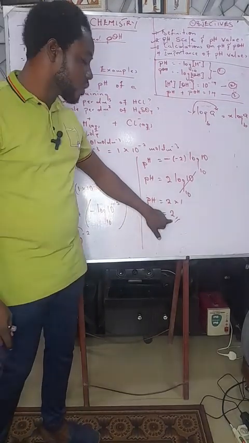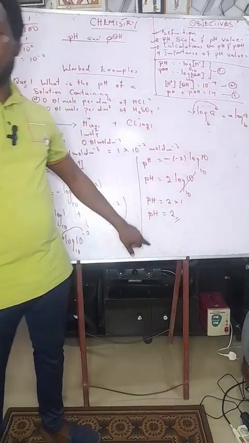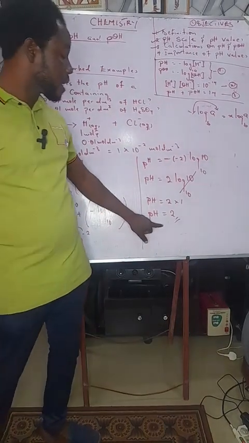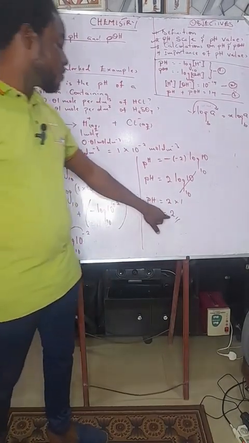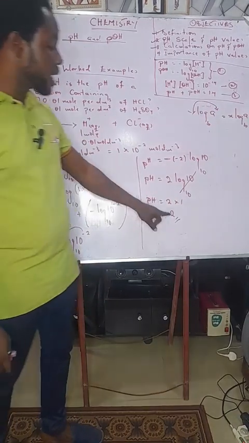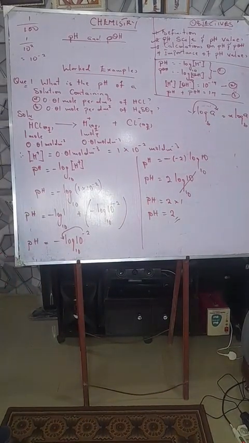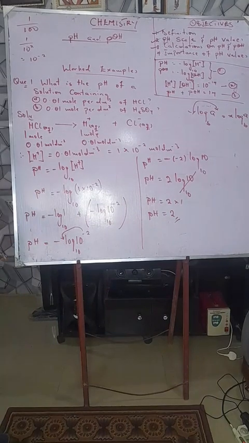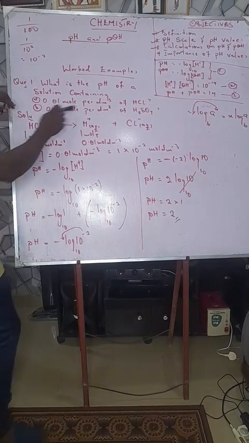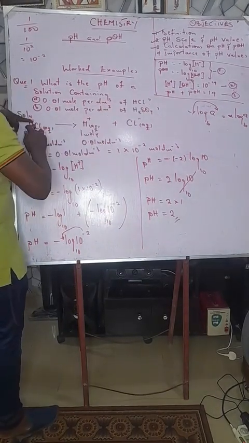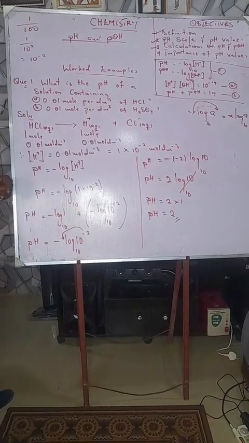Is your pH going to be acidic or alkaline when you calculate your pH value, and you have 2? So is the value going to be acidic or alkaline? You tell me in the comment section. So that is my calculation for number 1, that's for A. Remember, the first thing I did is to write the ionic equation for the HCl.